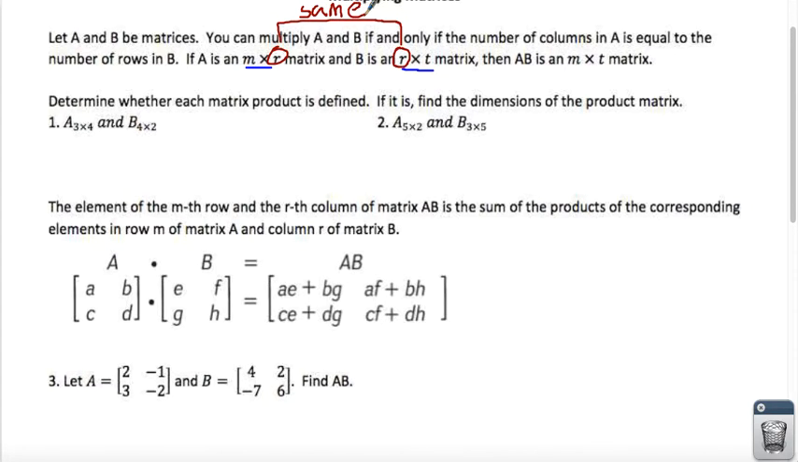And when you multiply them, the resulting matrix will be an M by T matrix. So it's the columns of the first and the rows of the second. So AB is an M by T matrix.